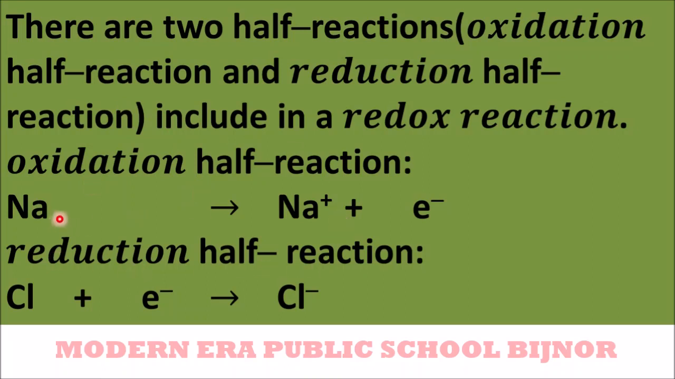For example, sodium chloride. Sodium has a positive charge, and in the reduction half reaction the chlorine atom gains the electrons supplied by the sodium, so it becomes a chloride ion. So sodium, after supplying the electron, is oxidized, and chlorine, after accepting the electron and becoming a chloride ion, is the reduced part, the reduction half reaction.